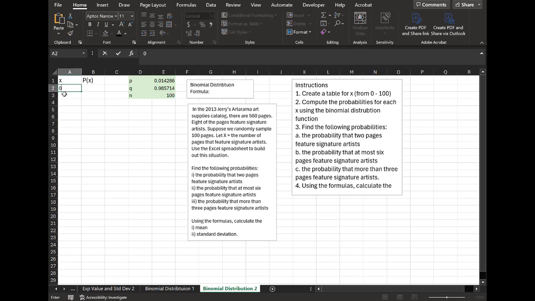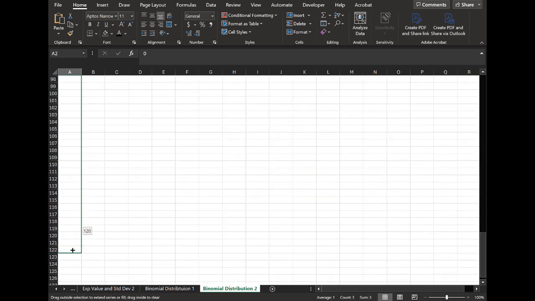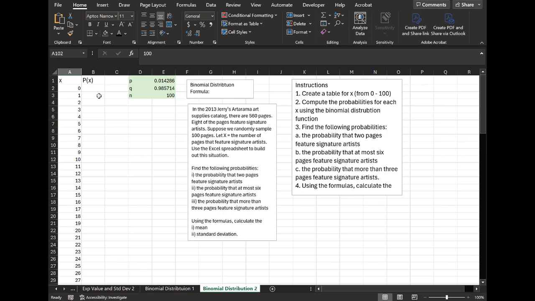So what I'm going to do is set up a table from 0 to 100. Sorry, 0, 1, 2, I can't count. Okay, so I go 0, 1, 2, and I'm going to drag this all the way down to 100. Remember, we have that nice little feature in Excel. We just drag everything down to 100. So here are my 100 pages.